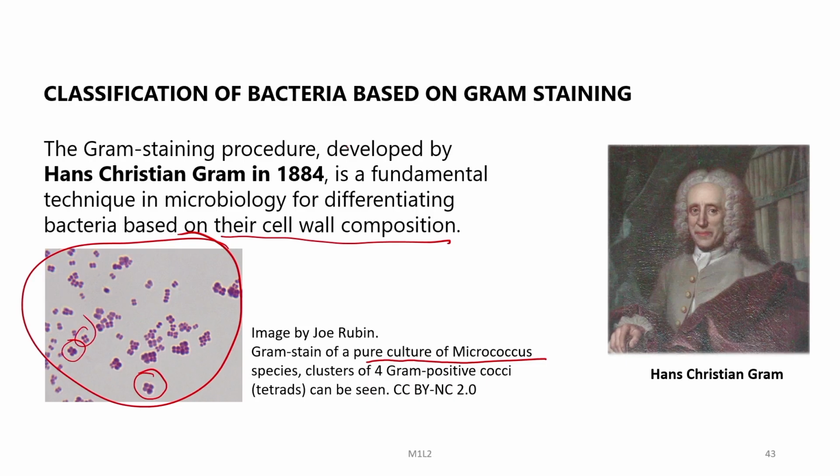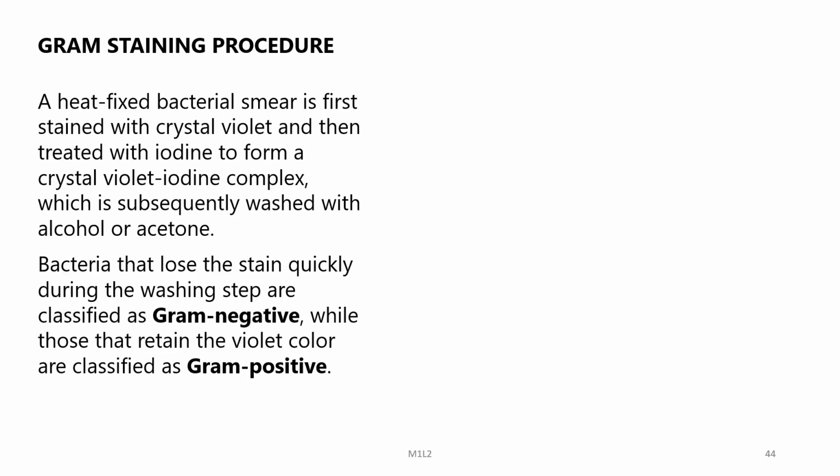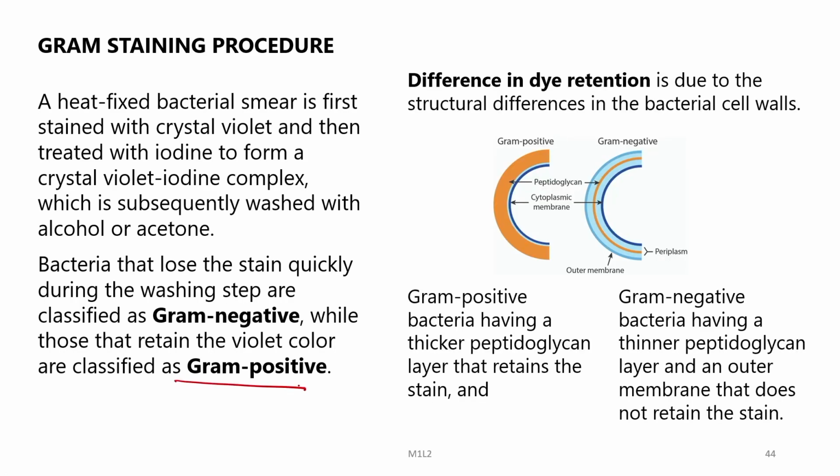Now, how is this Gram staining done? Here a bacterial smear is fixed onto a slide and then stained with crystal violet and then treated with iodine to form a crystal violet iodine complex. This is subsequently washed with alcohol or acetone. Bacteria that lose the stain quickly during the washing step are classified as Gram negative, while those that retain the violet color are classified as Gram positive.